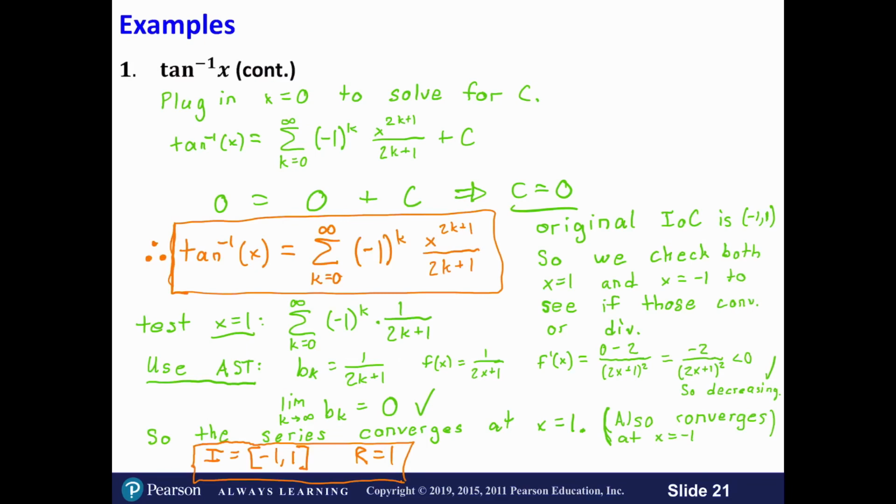And then, whenever we, let's see, what was I going to say? Whenever we finally get to saying that c is equal to 0, we can represent inverse tangent of x as this power series, and then we have to test both endpoints from the original power series to see if those converge after we have integrated.